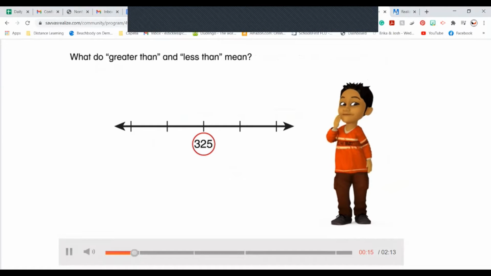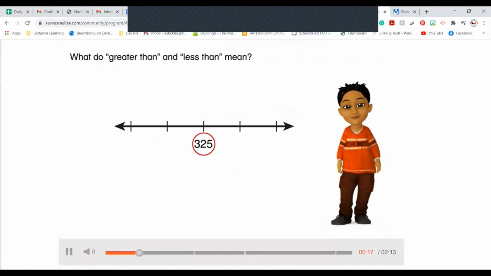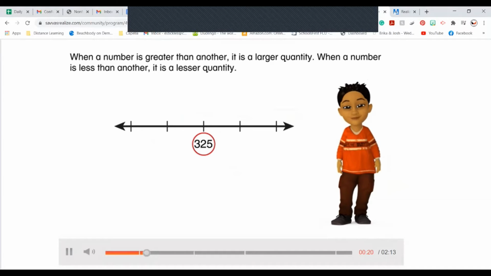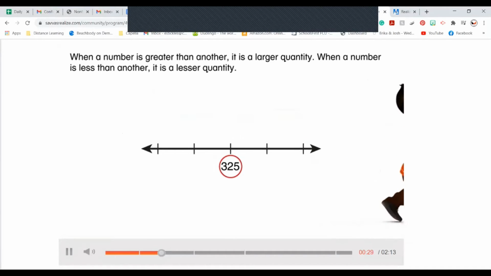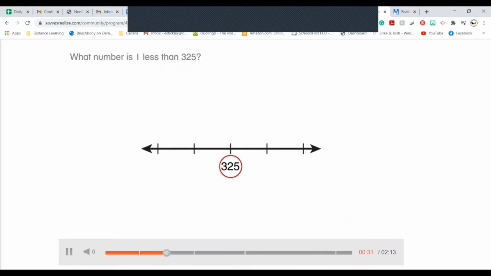What do greater than and less than mean? When a number is greater than another, it is a larger quantity. When a number is less than another, it is a lesser quantity. What number is 1 less than 325? 324 is 1 less than 325. How can you show that 324 is less than 325?